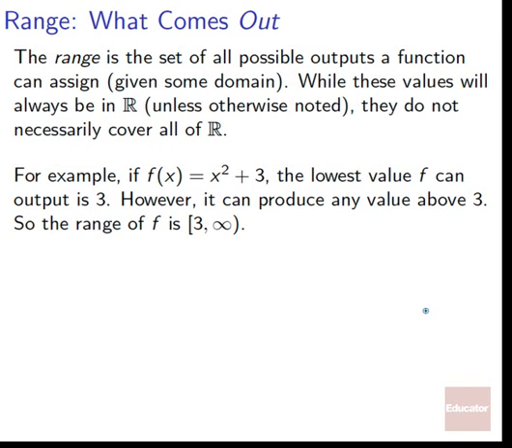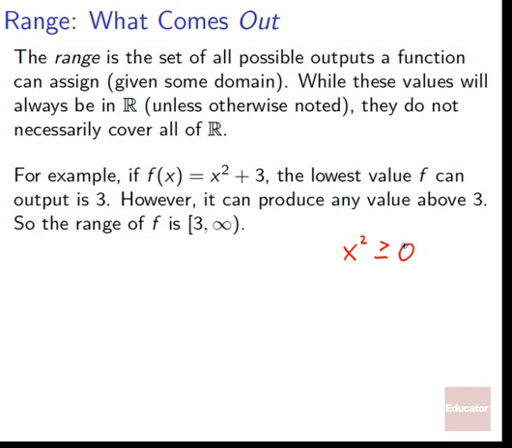For example, that function we were working with before, f of x equals x squared plus 3. The lowest value that f can output is 3, right? Because x squared always has to be greater than or equal to 0, since there's no number that we can plug into x and square that will cause it to become negative.